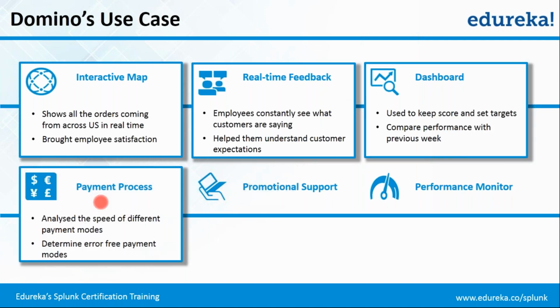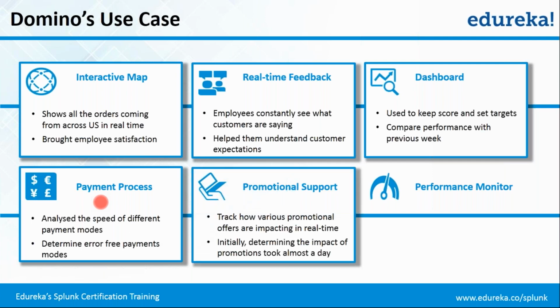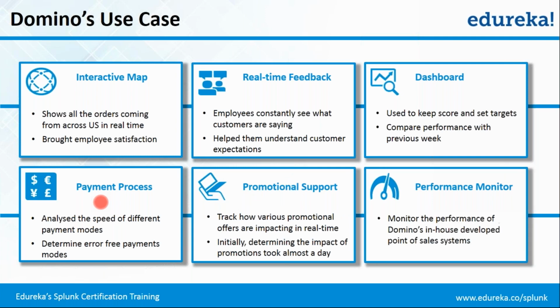They use Splunk to analyze the speeds of different payment modes and identify the most error-free payment mode. And they set up a means to track how various promotional offers are performing in real time, because before implementing Splunk, knowing the impact of promotions used to take almost an entire day. And they also set up a means to monitor the performance of Domino's in-house sales team.